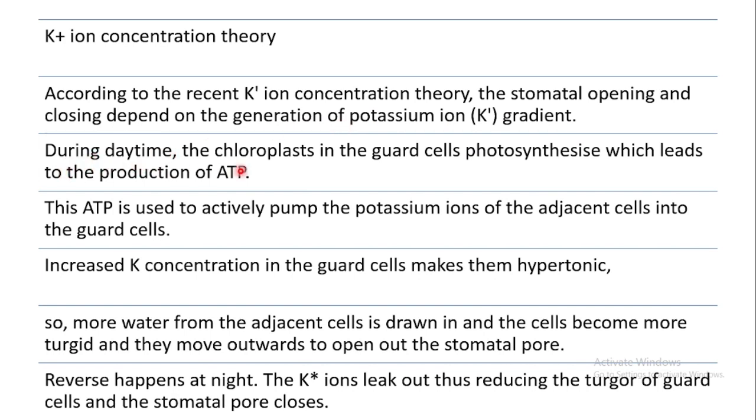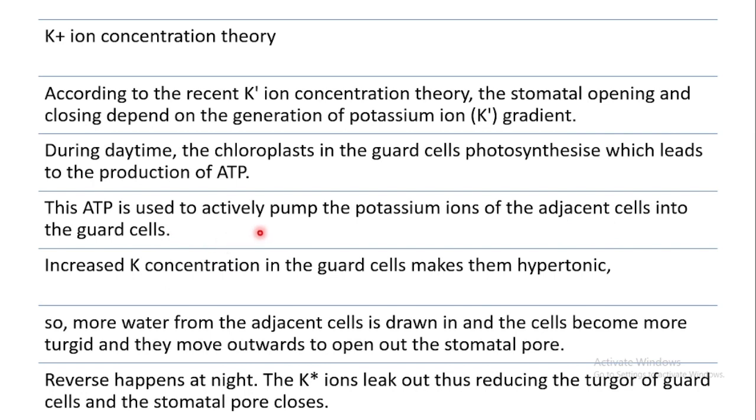During the daytime, the chloroplasts in the guard cells photosynthesize. I told you already that guard cells also contain chloroplasts, right? So photosynthesis will take place and it leads to the production of energy in the form of ATP molecules. We know that glucose is formed, oxygen is formed and energy is formed. So ATP is formed. Now this ATP is used to actively pump the potassium ions of the adjacent cells into the guard cells. I have already explained active transport in my previous lesson, right? So you remember that in active transport, use of energy was there. So this ATP is now used to actively pump the potassium ions of the adjacent cells into the guard cells.